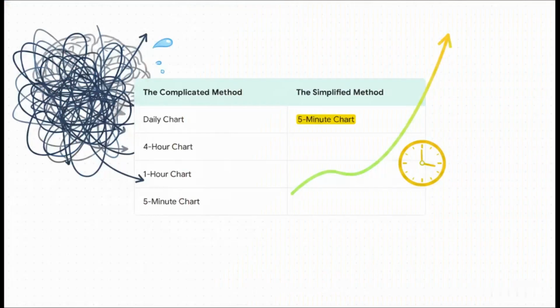So this slide pretty much gets to the heart of it. The conventional wisdom says you have to align all these different time frames, the daily chart, the 4-hour, the 1-hour, all just to figure out what to do on the 5-minute chart. But that often leads to what they call analysis paralysis. Because let's be real, those charts almost never line up perfectly. So the solution here? Just ditch them. Focus only on the 5-minute chart for everything.